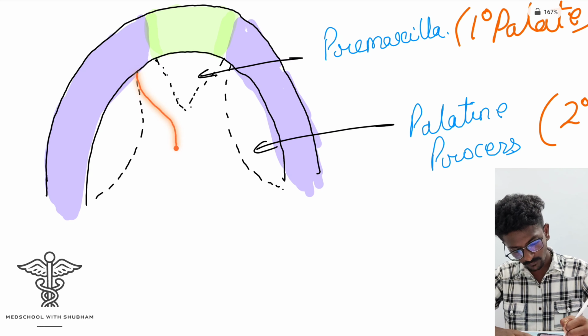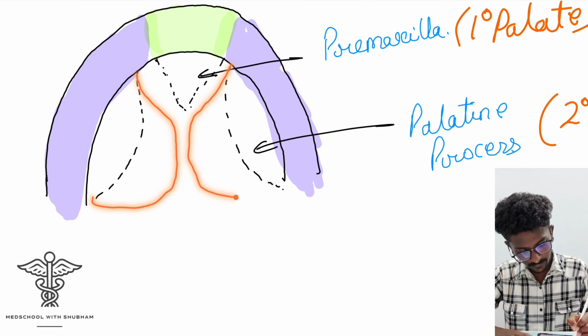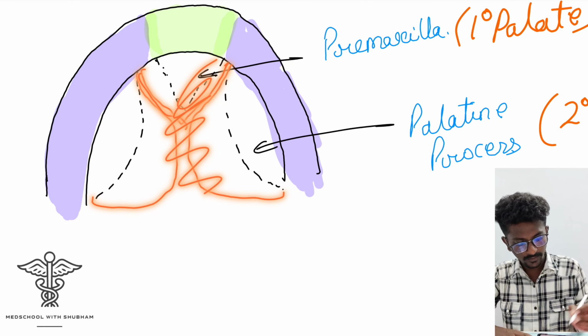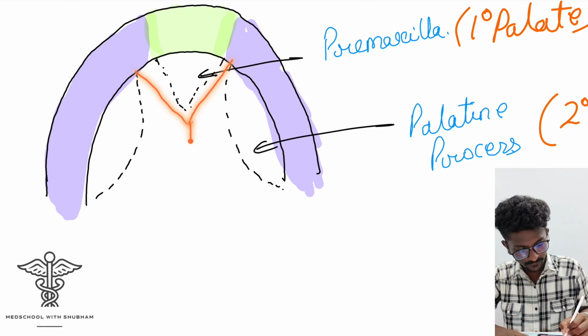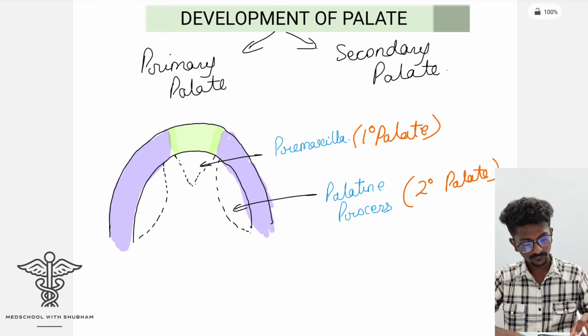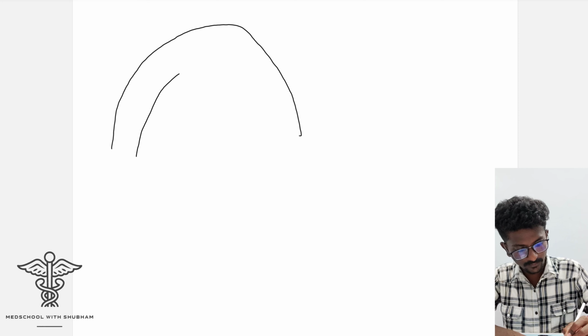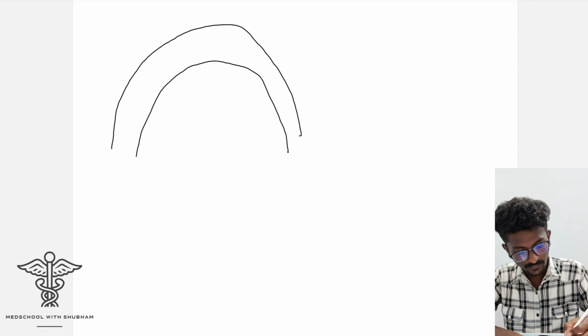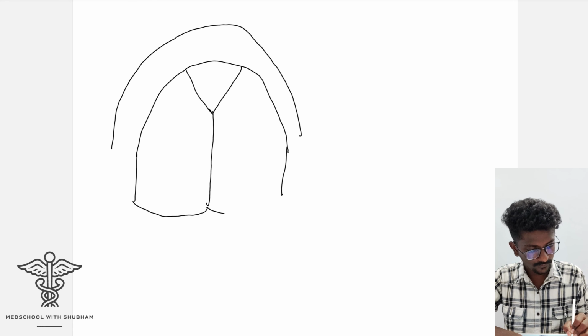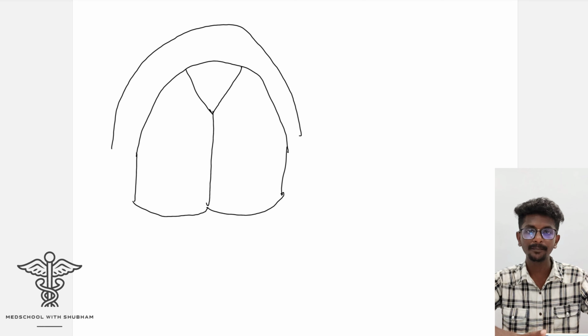Now what will happen? It will start growing even further in this way. And now all these three things will fuse together, and then they will form a palate over here. So let's make that once again. This is the arch of the mouth. Then in the anterior side you have the premaxilla, and then this is the palate. In this way the entire palate is formed.